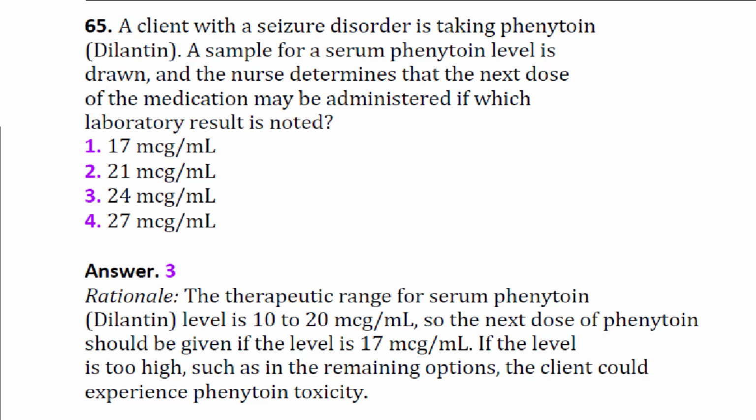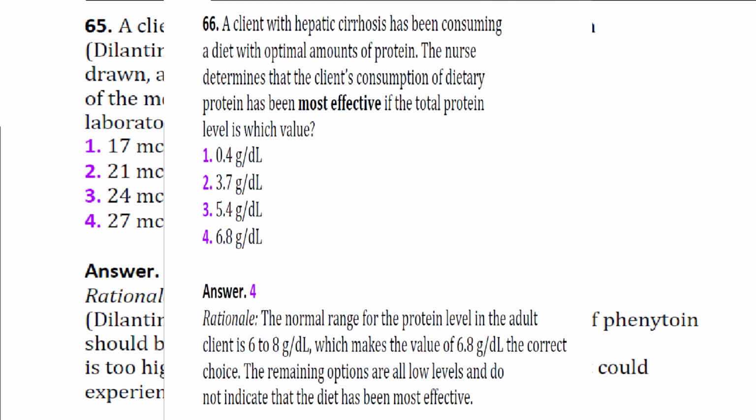Answer. 3. Rationale. The therapeutic range for serum phenytoin, Dilantin, level is 10 to 20 mcg per milliliter, so the next dose of phenytoin should be given if the level is 17 mcg per milliliter. If the level is too high, such as in the remaining options, the client could experience phenytoin toxicity.